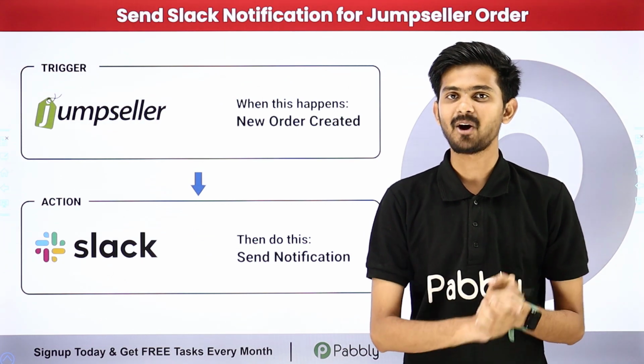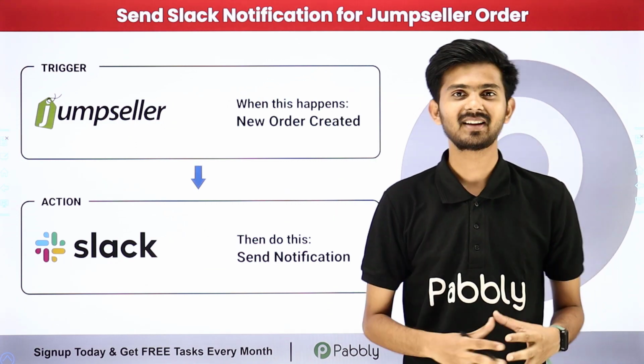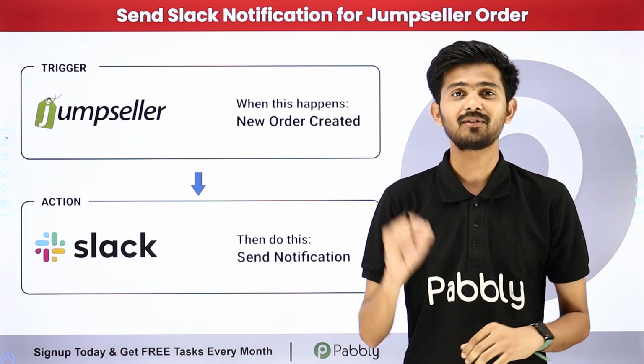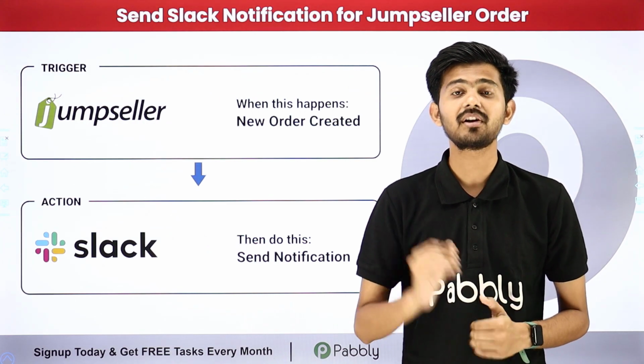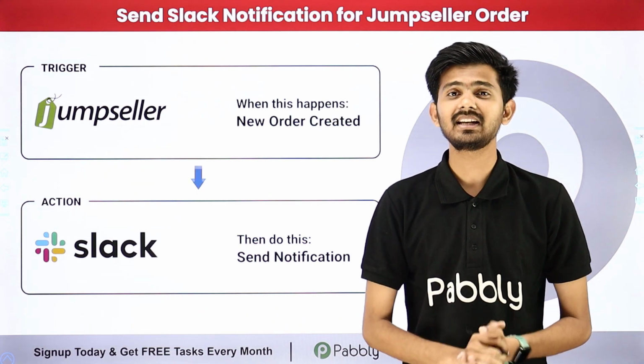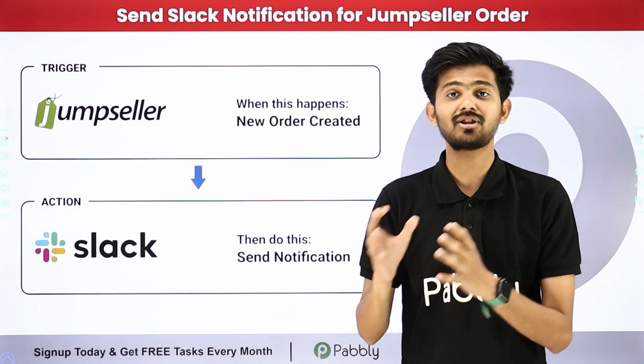Hello everyone, today our topic is how to send Slack notification for Jumpseller order. Suppose we are receiving a lot of orders from Jumpseller, and now what we want is that whenever we receive a new order from Jumpseller, then automatically we use these order details to send a notification message on our Slack channel.